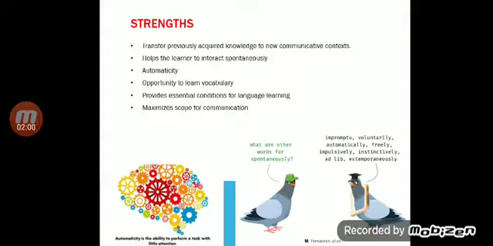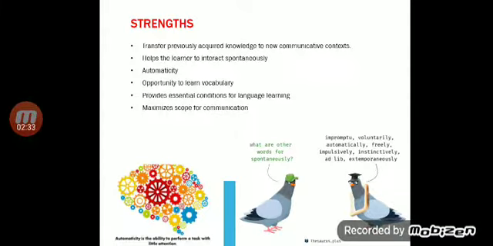According to Noonan, this approach encourages the learner to emerge as a language user. It helps the learner to interact spontaneously because they are free to use whatever vocabulary and grammar they know. Automaticity. Practicing in real-life situations is helpful in achieving automaticity of linguistic knowledge. Opportunity to learn vocabulary. It is beneficial for the students if the teacher thinks of creative ways to involve students in the pre-task. An example is a word web by brainstorming.